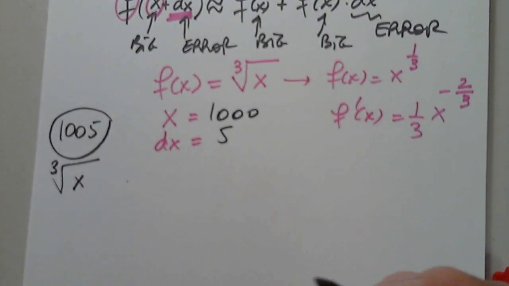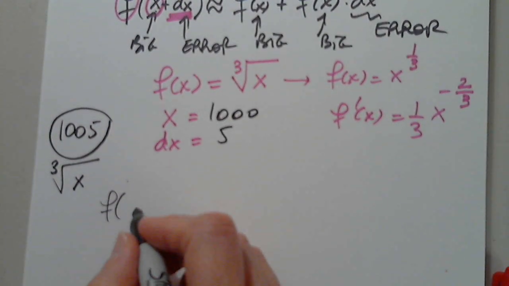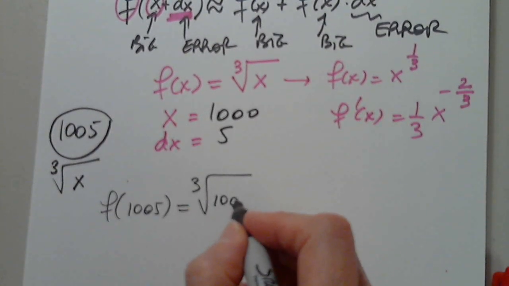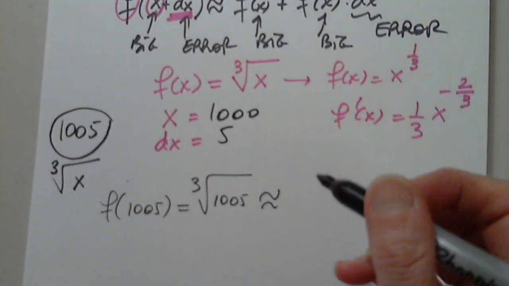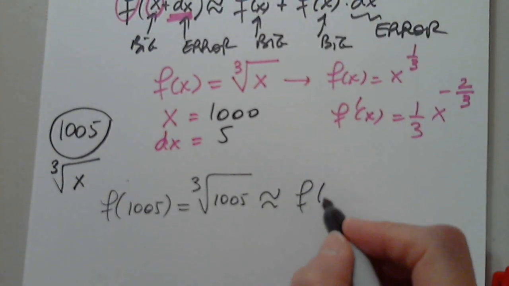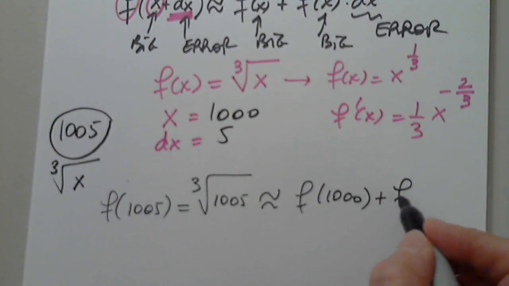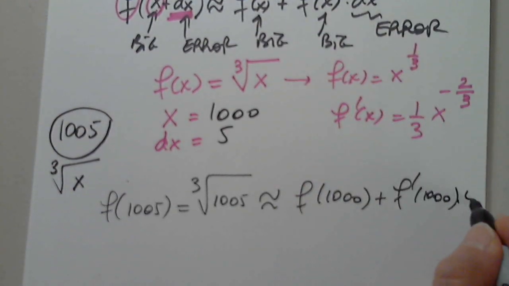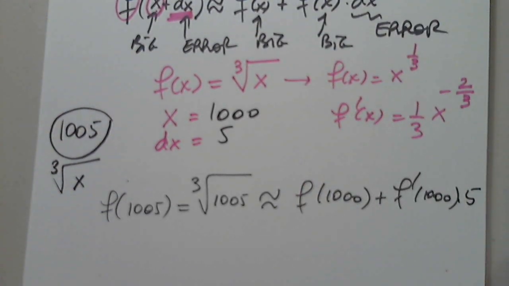So I know I went over, I apologize for that. So f of 1005, or if you want the cube root of 1005, and I'll stop, we can calculate the rest next time. It will be f of 1000 plus f prime of 1000 times 5. And that's it. And we'll calculate it on Tuesday.